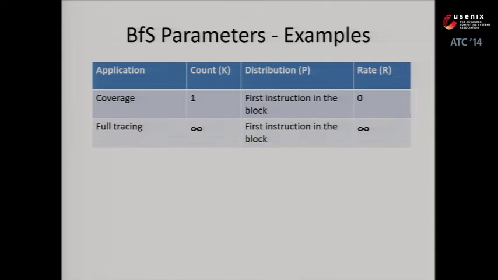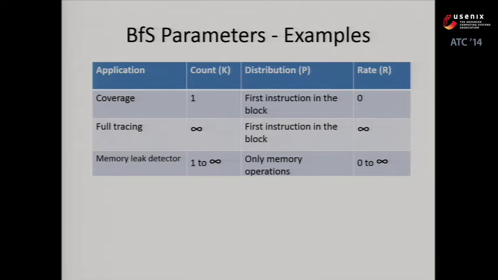At another extreme, we can set the desired sample count at infinity, and this way we will have full execution tracing since all the instructions will be sampled. If we want to build a memory error detector or a memory leak detector, we probably are only interested in sampling memory instructions, and hence p should reflect that. We can adjust the rate and sample count based on the balance we want to strike between accuracy and the overhead that the system incurs.